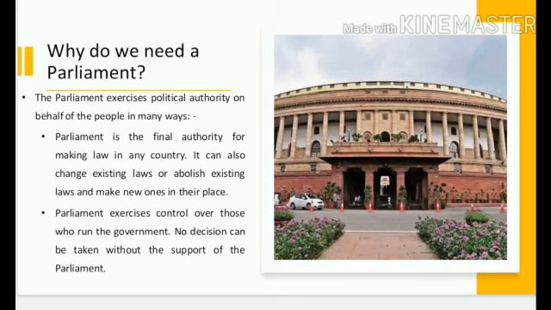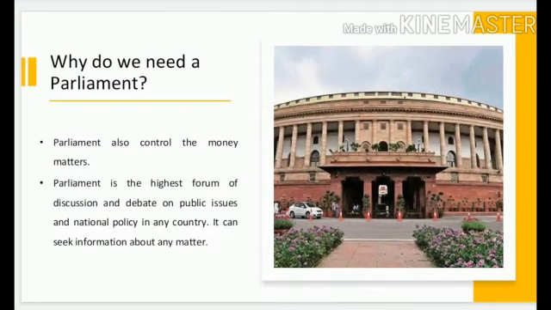Now, why do we need a parliament? The parliament exercises political authority on behalf of the people in many ways. Parliament is the final authority for making law in any country. It can also change existing laws or abolish existing laws and make new ones in their place. Parliament exercises control over those who run the government. No decisions can be taken without the support of the parliament. Parliament also controls the money matters.